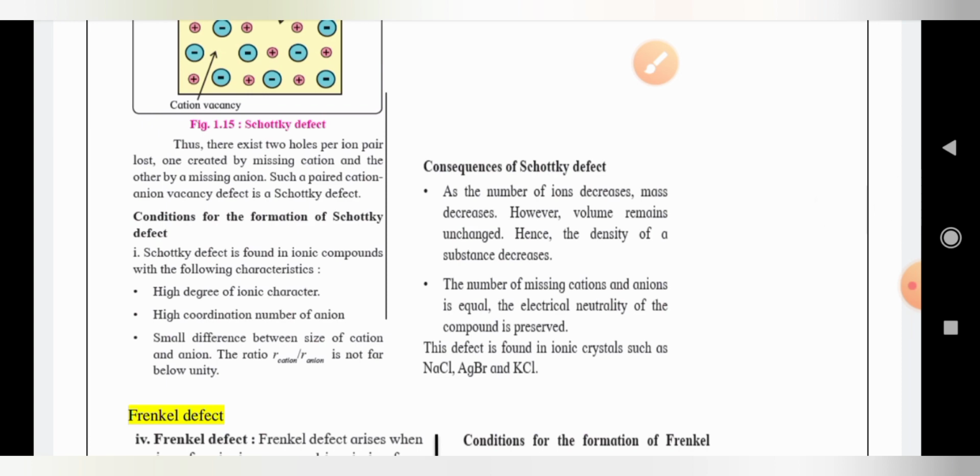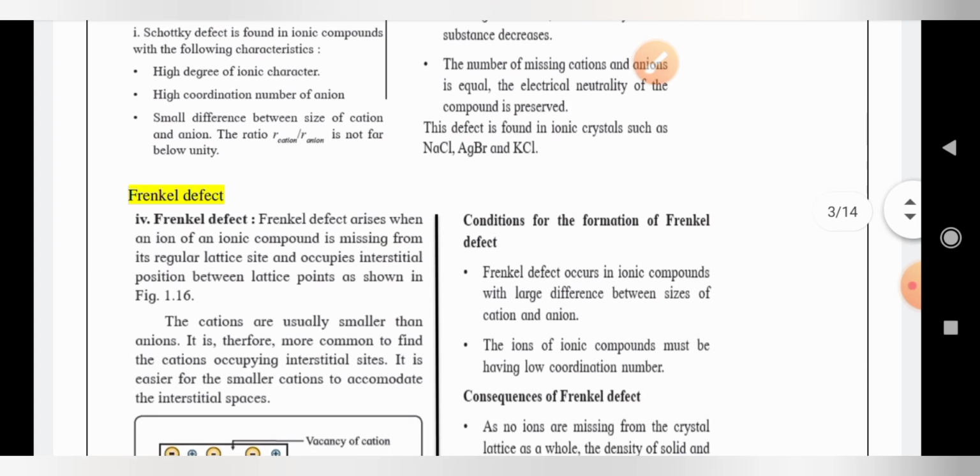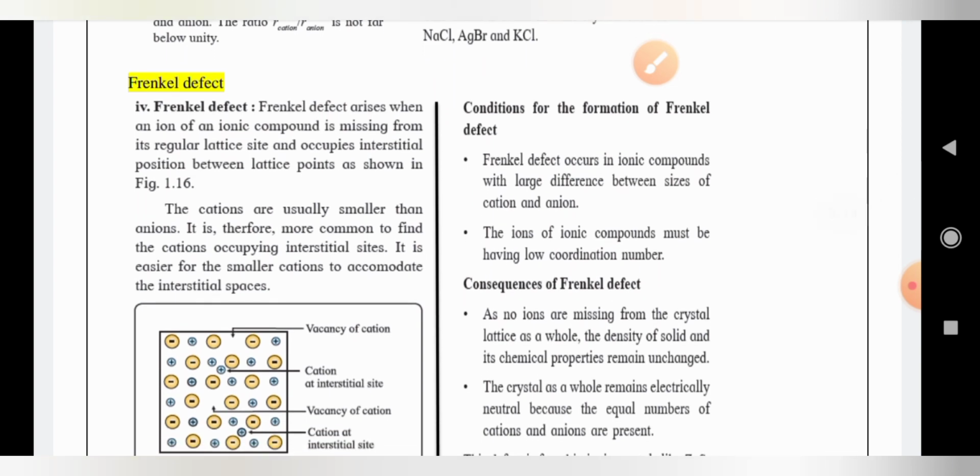So the conditions are given. High ionic character, high coordination number will be required, or a small difference in the radius of cation to the radius of anion, that is the radius ratio, will be required for such a defect. Examples: sodium chloride, silver bromide, and potassium chloride. It means that all 3 examples are ionic ones.